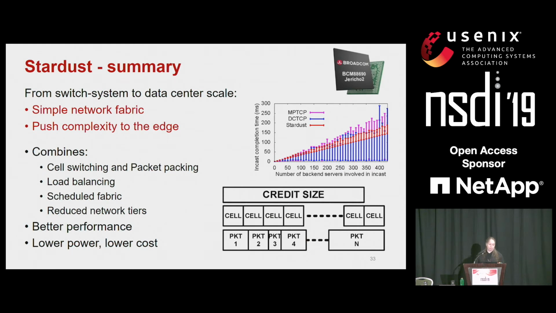In summary, Stardust scales the switch system to a data center network. It uses a very simple cell-based network fabric and pushes the complexity to the edge. It provides better performance compared with the state-of-the-art, lower power consumption, and lower cost. And with that, I'm happy to take your questions.